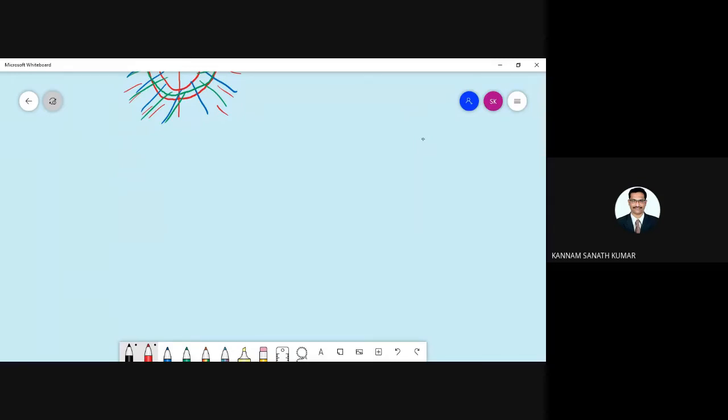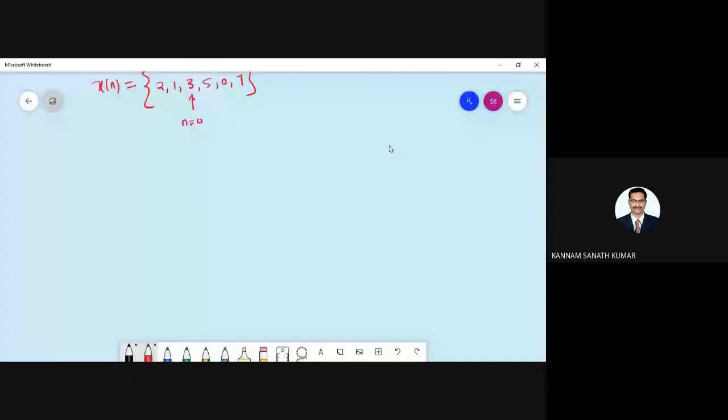Suppose you want to find the Z transform for a given sequence of n, given as 2, 1, 3, 5, 0, 7. The arrow mark indicates n equal to 0. So you have to find the Z transform for the given signal. This is a simple problem. They will give the sequence and ask you to find the transform. So x of z equals summation n equal to minus infinity to infinity x of n into z power minus n.